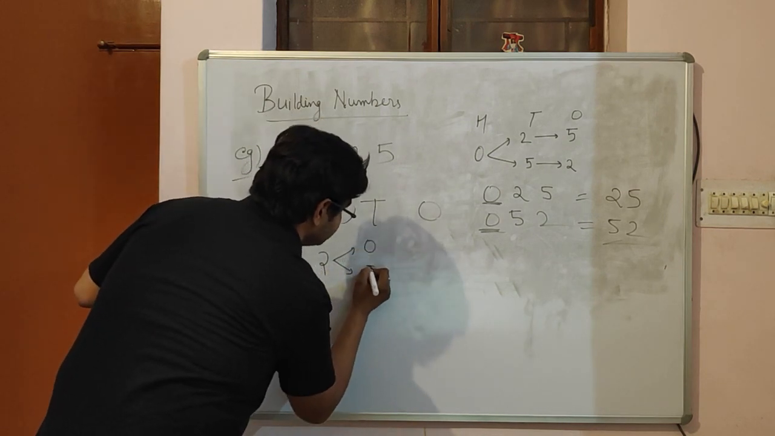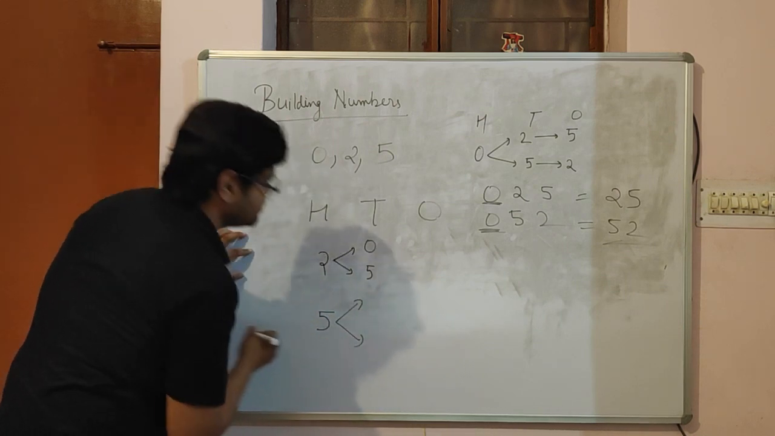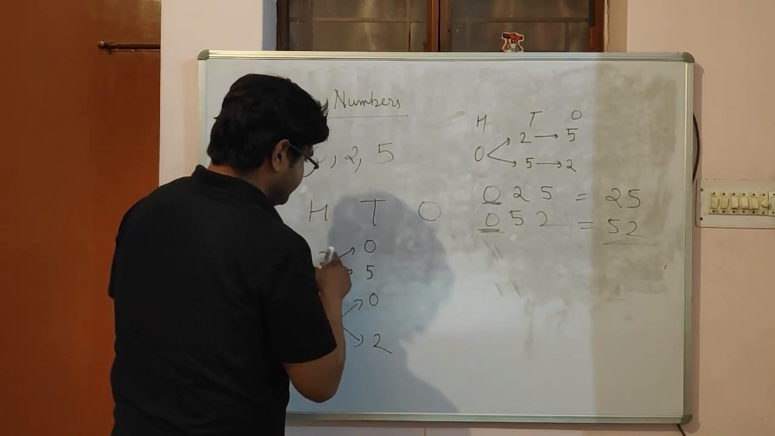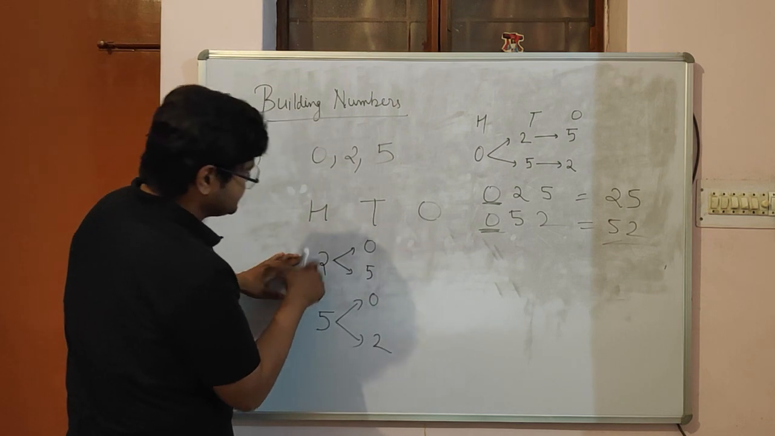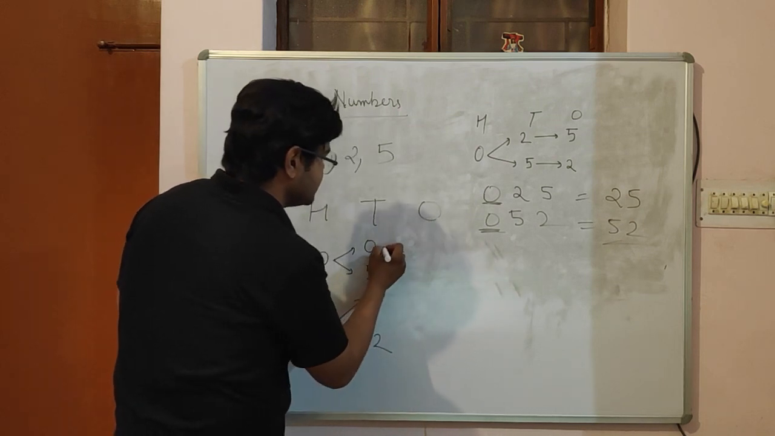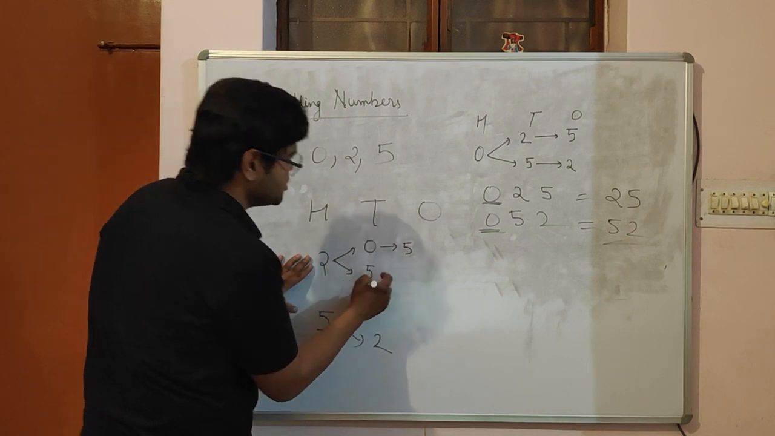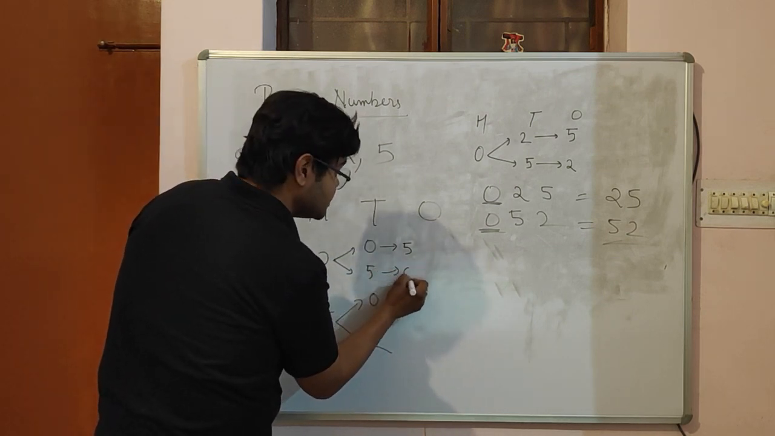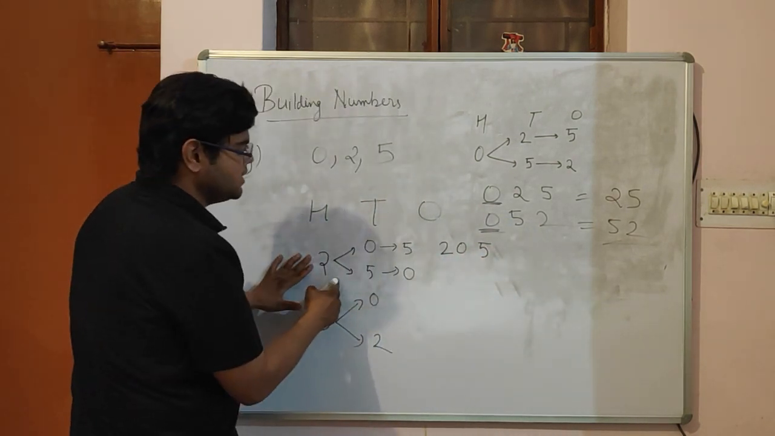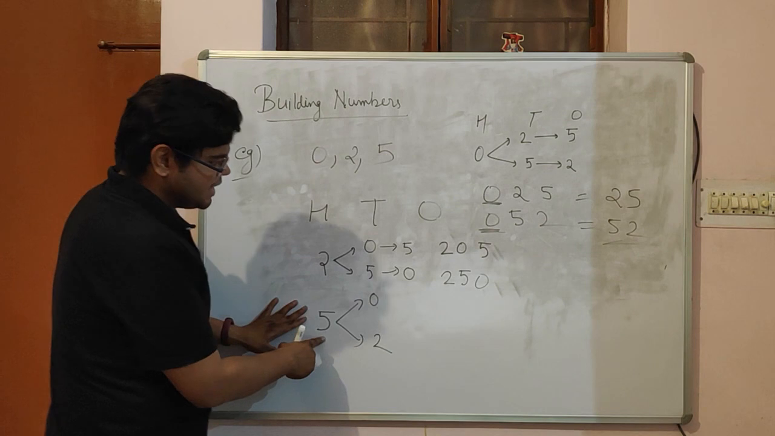So we put 0, 5. Now we fixed 5 here. And what are we left with? 0 and 2. Now here, in this case, when 2 is fixed at the hundreds place, 5 is at the tens. And what are we left with? 0. So we can fix 0 here. So the number will be 205. And here the number will be 250.